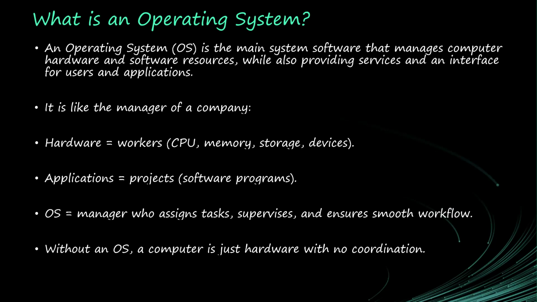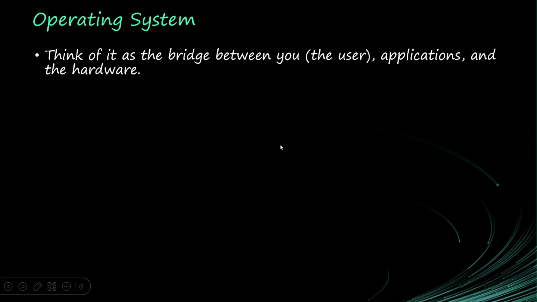So without an operating system, a computer is just hardware with no coordination. Without an operating system, the computer is just like a company with no manager. Everybody will just be doing whatever they want to do, and it wouldn't make sense. So there will be no coordination. So think of the operating system as the bridge between you, the user, the applications, and the hardware.